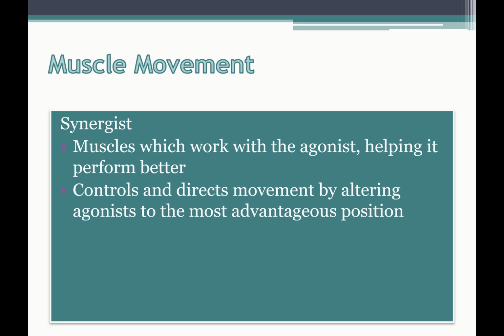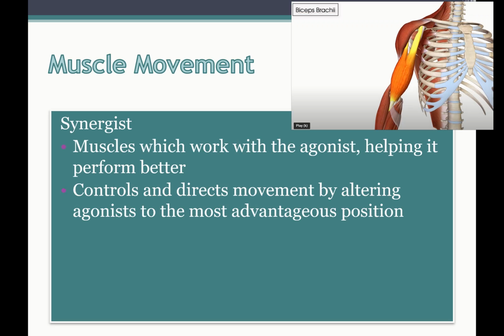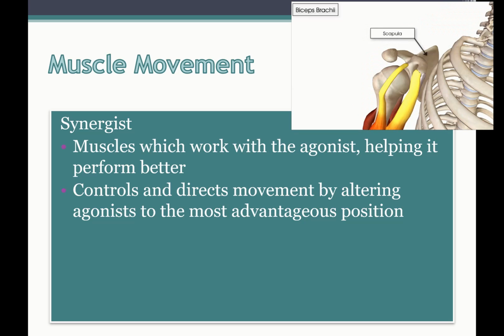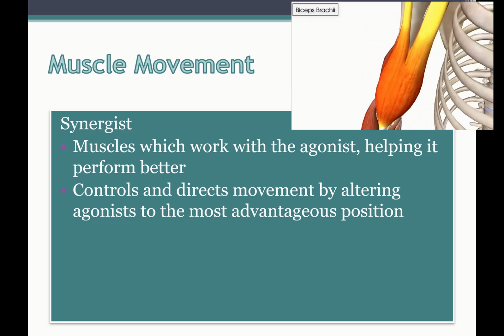So as we're now aware, we understand that muscles do not work in isolation, they're in fact working in teams. So it's not just the agonist and antagonist which are working together, we also have what's known as a synergist. Now, a synergist is a muscle which is working with the agonist and helping it to perform better. Essentially, it's controlling and directing the movement of the agonist and altering its position into the most advantageous spot.